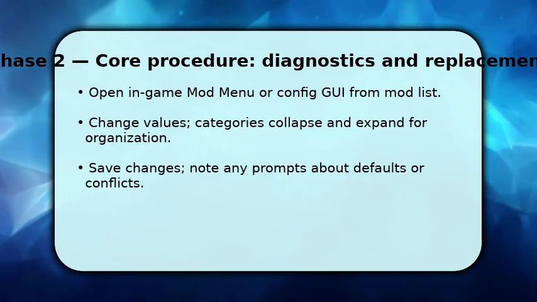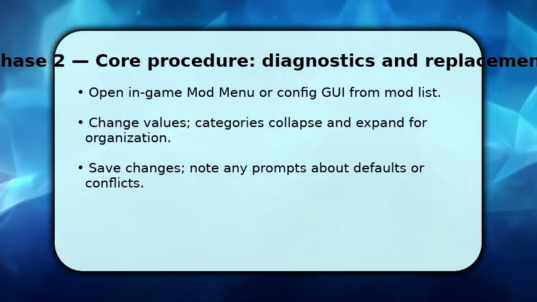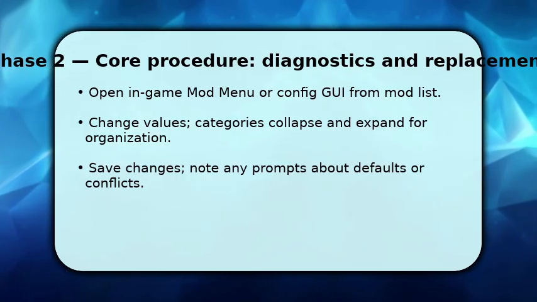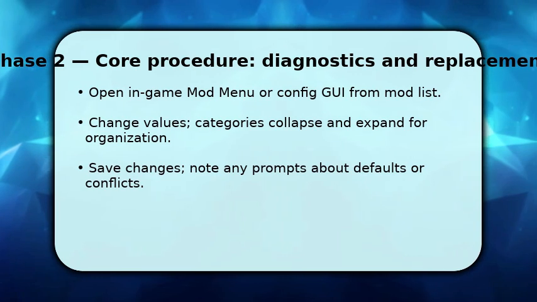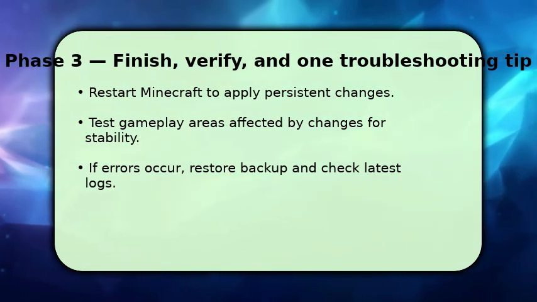If a setting accepts numeric ranges, enter precise values rather than guessing, because that prevents unintended behavior and keeps stability. You finish by restarting Minecraft to ensure persistent changes are applied, then immediately test the parts of your world affected by those settings to confirm behavior.